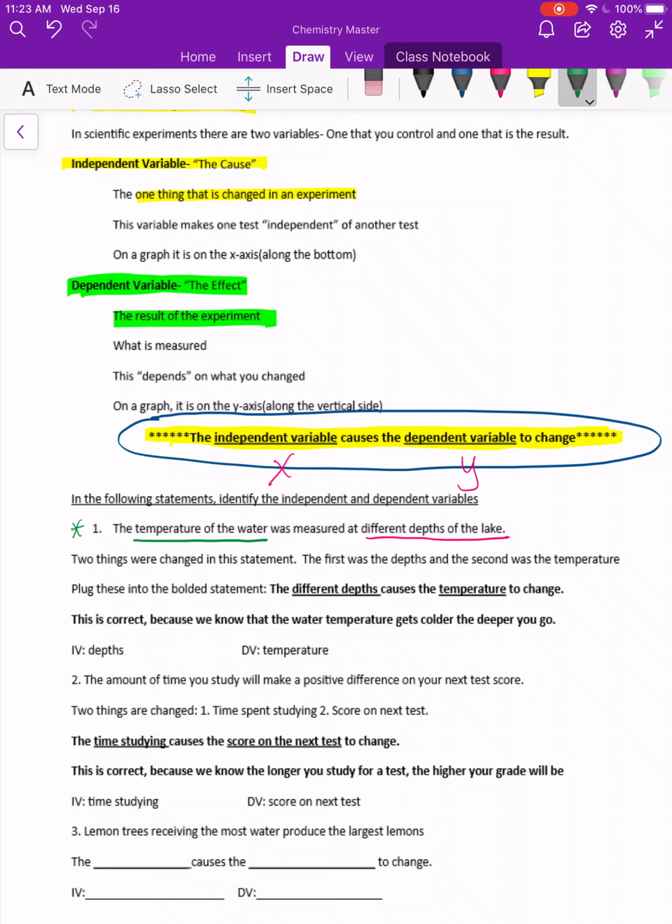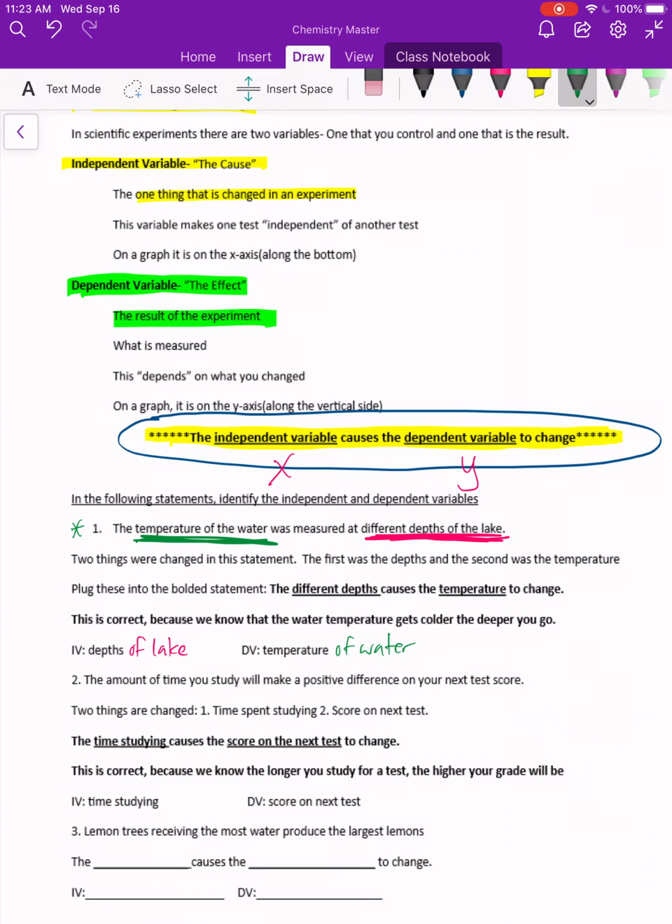Because it makes more sense that the depth of the lake caused the temperature to change, we're going to say the depth of the lake, which is right down here, is the independent variable, and it caused the temperature of the water to change.